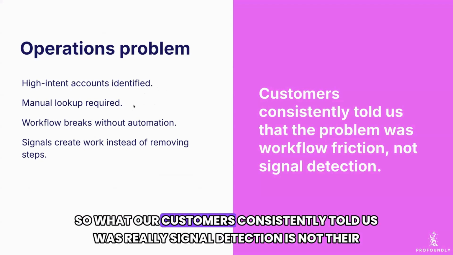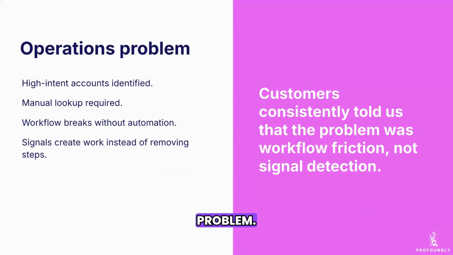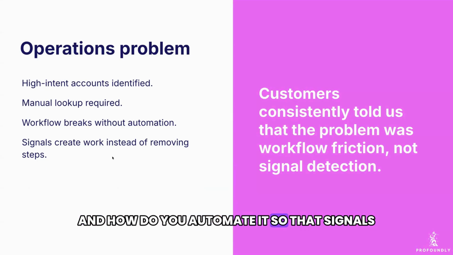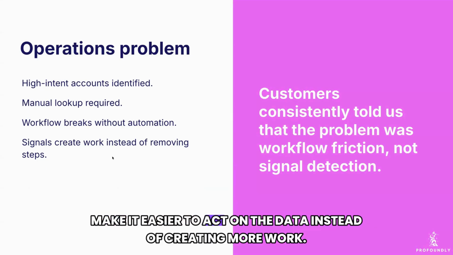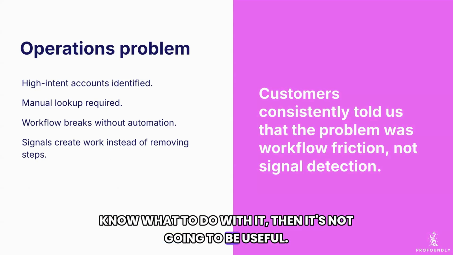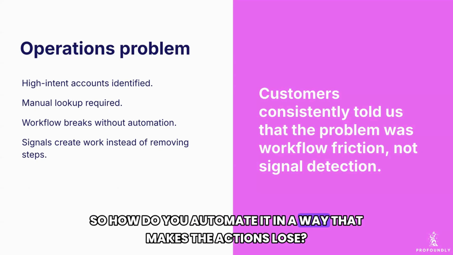So what our customers consistently told us was really signal detection is not their problem. The problem is friction in the workflow. Like, what do they do with that information? And how do you automate it so that signals make it easier to act on the data instead of creating more work? If the reps think, oh, this thing is more work than it's worth, like, I don't know what to do with it, then it's not going to be useful. So how do you automate it in a way that makes the action smooth?